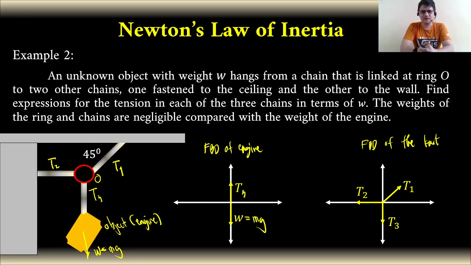We also have here the free body diagram of the nut, which is this one. And as we can see, T3, with respect to this nut, is pointing downward. T2 is pointing towards the left, and T1 is pointing towards the ceiling at a certain angle, which is 45 degrees. And we actually just have to solve the following equations. We have two equations for this because we have two free body diagrams.